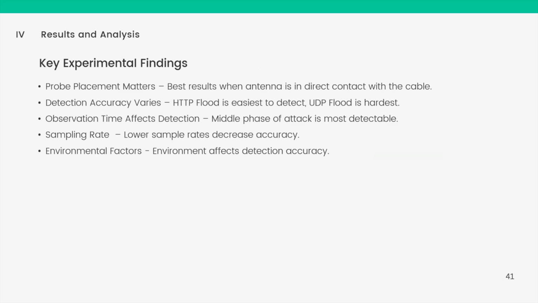So the key experimental findings of this research are: probe placement does matter, detection accuracy varies for different attacks, and the observation time affects the detection. Sampling rate also affects it once we reduce it, so for some models the accuracy drops, and the environmental factors affect the accuracy.